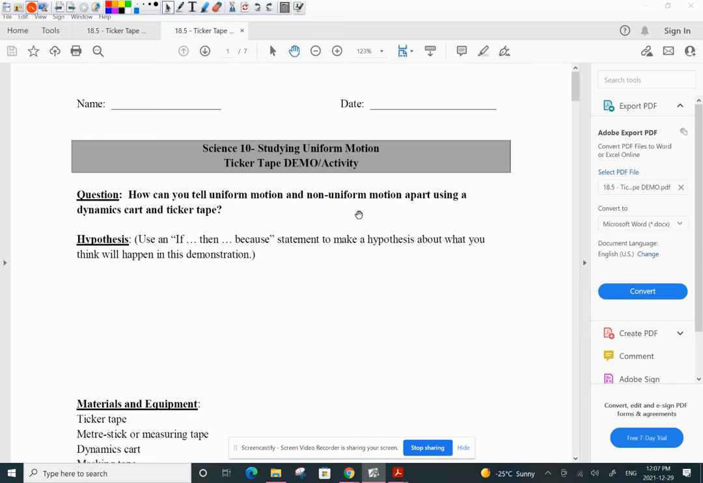Before the holidays, we started on ticker tape, and I did this little demo in class. And so you have a bunch of graphing analysis to do. Just to make sure you're understanding the instructions, there were quite a few people who were away. So here's our ticker tape demo activity.